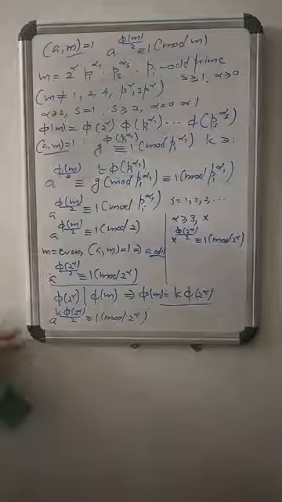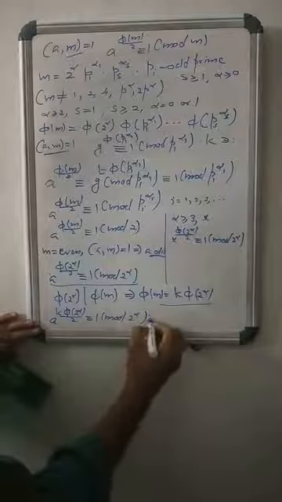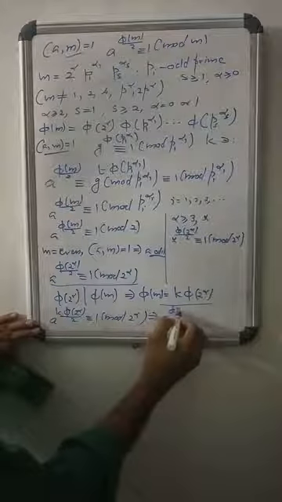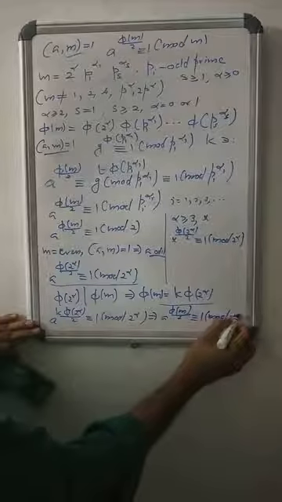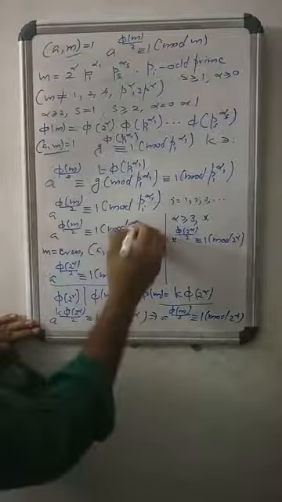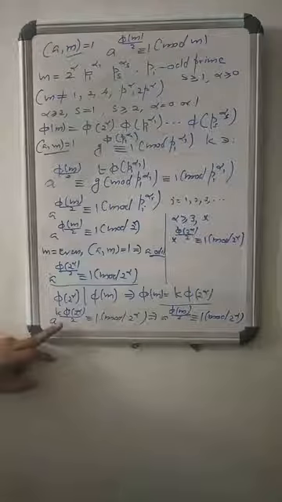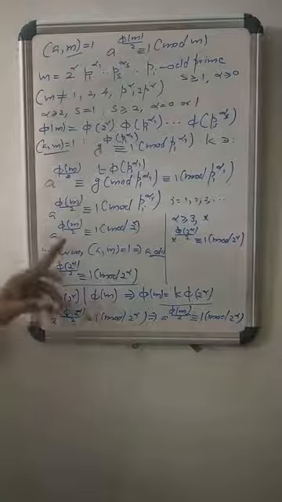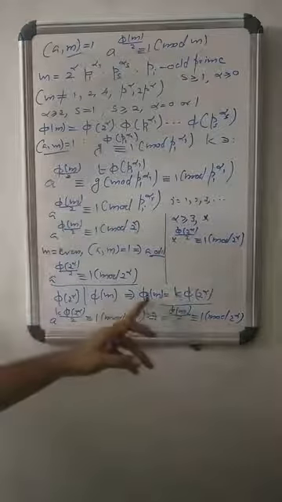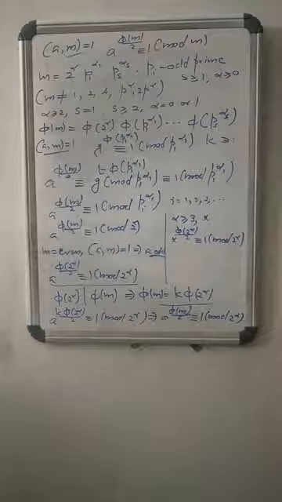That means a power phi of m by 2 congruent to 1 mod 2 power alpha. Why? A power k into phi of 2 power alpha by 2 congruent to 1 mod 2 power alpha. But what is k into phi of 2 power alpha? That is phi of m. Therefore, a power phi of m by 2 congruent to 1 mod 2 power alpha.